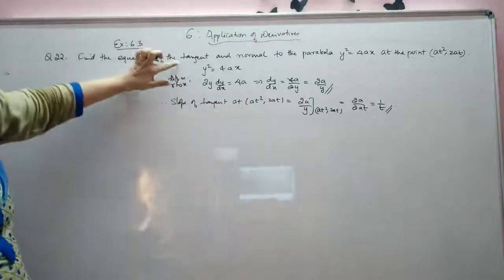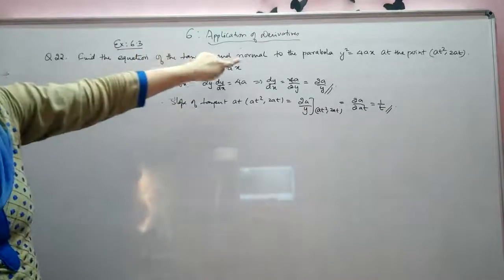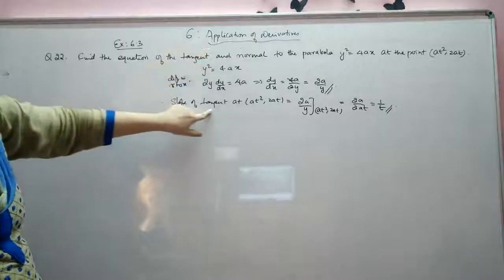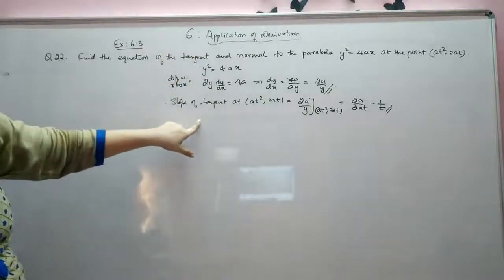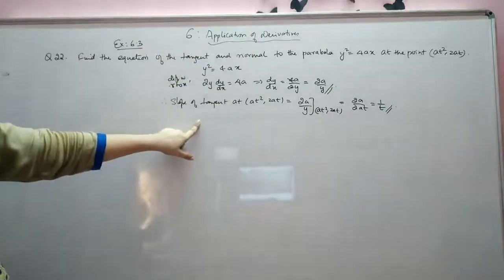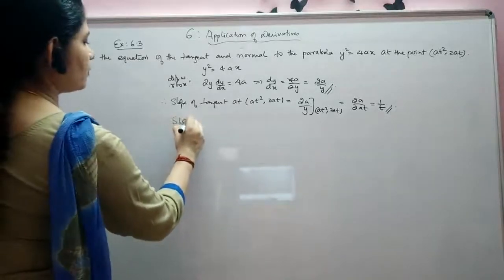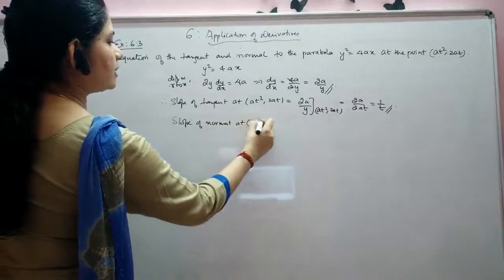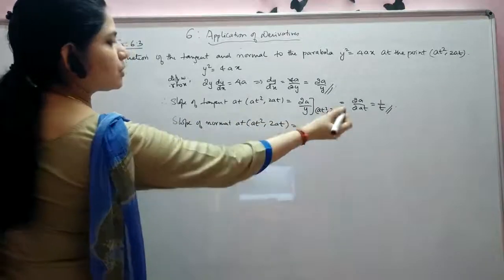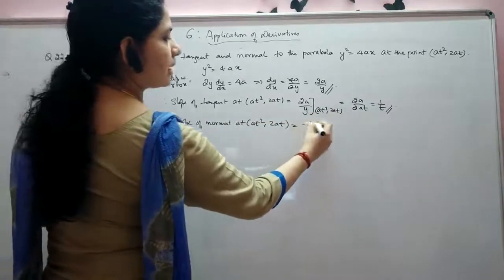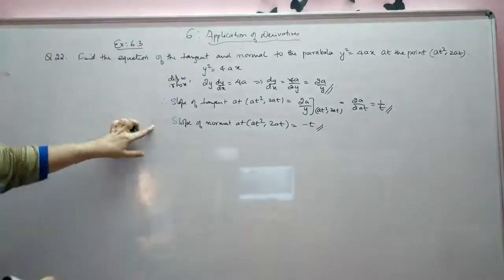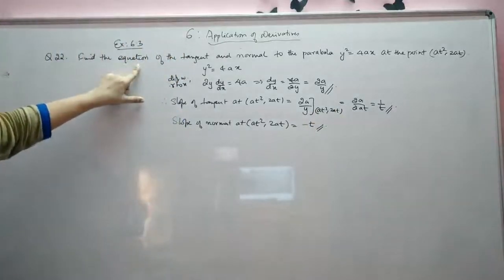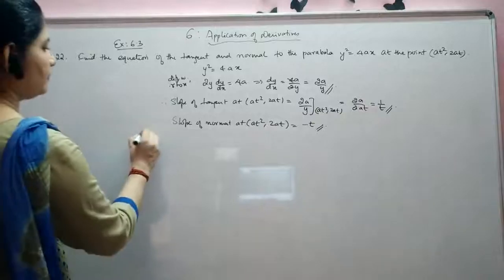Okay. You have to find out the equation of tangent as well as normal. So this is slope of tangent. Now what will be slope of normal? That also we will find out right now. So what will be slope of normal at the same point? We have to just take the negative reciprocal of this, which will give you minus t. Okay.